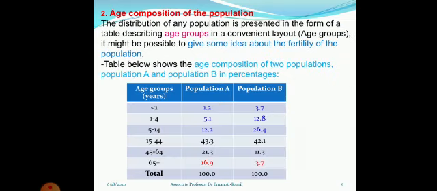The age composition of the population. It is important to know the age composition, how many individuals are in each age group. Sometimes also not only age group, but also the sex composition of the population. So it is important to know the age composition of the population.